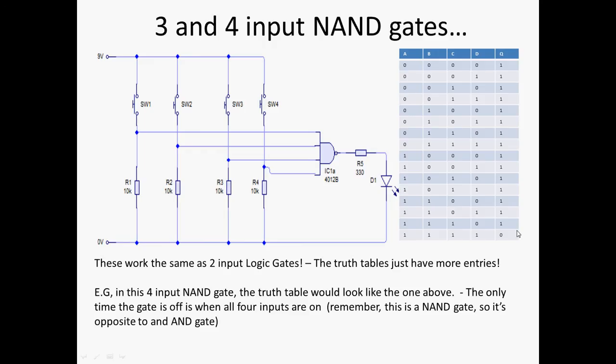The only time the output's off is when all 4 inputs are on. If you can count in binary, by the way, this is how you fill out the tables if you've got a really big truth table.